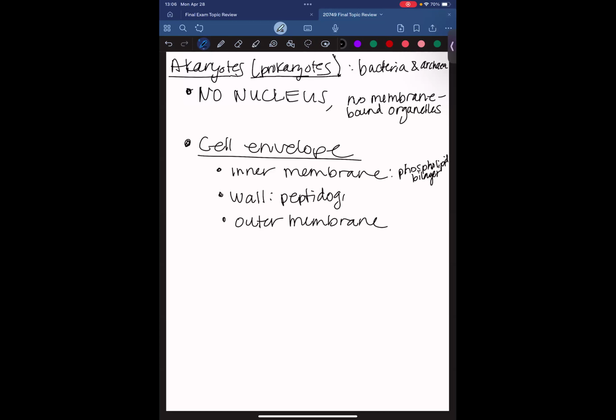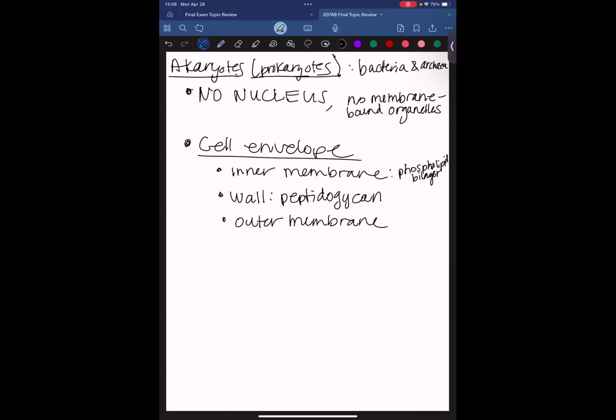Peptidoglycan. How did the gram-positive stain work? Because this thick peptidoglycan wall trapped the crystal violet in there, right? We remember this, yes. So peptidoglycan is what makes up the bacterial cell wall.